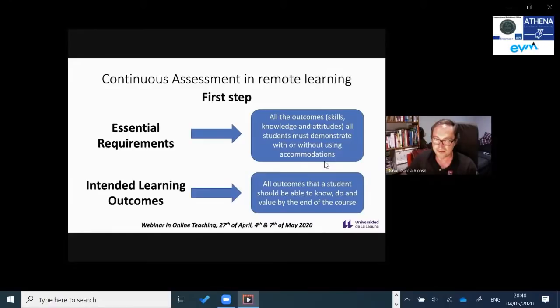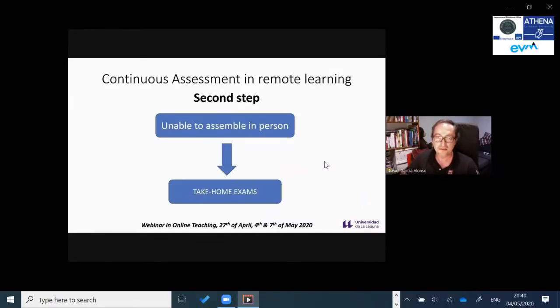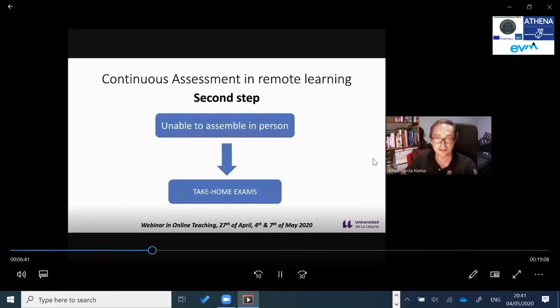these things, the essential requirements and the intended learning outcomes, then you have to move to select one kind of exam that can give us a lot of information and that we can do in this situation because we are unable to assemble in person. So we suggest take-home exams as a way to do this kind of exam. This is the second step.